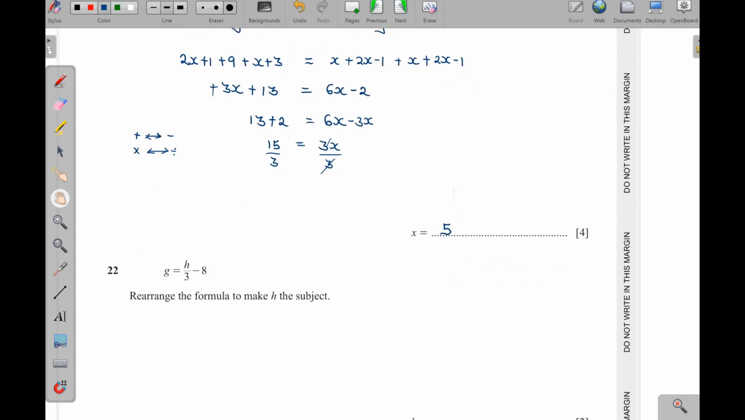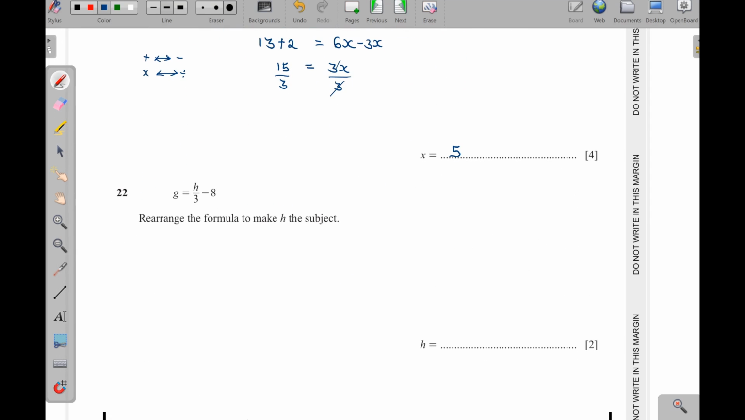Then question 22, they are saying rearrange the formula to make h the subject of the formula. So we have g, which is equal to h out of 3 minus 8. So I can first take this one this side, and it will become a positive. So we shall have g, then plus 8 will be equal to h over 3. Now to undo the division, just like I said here, then we are going to use what?